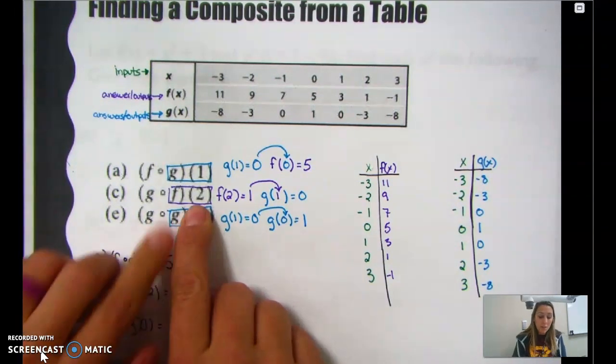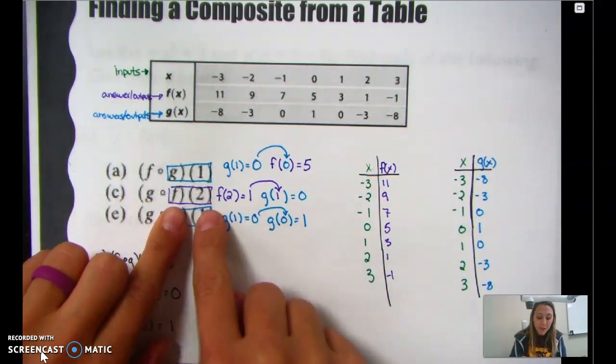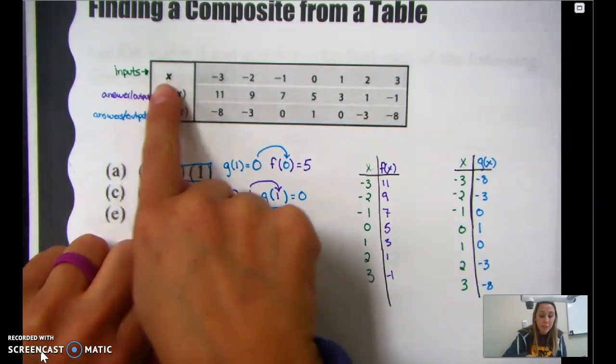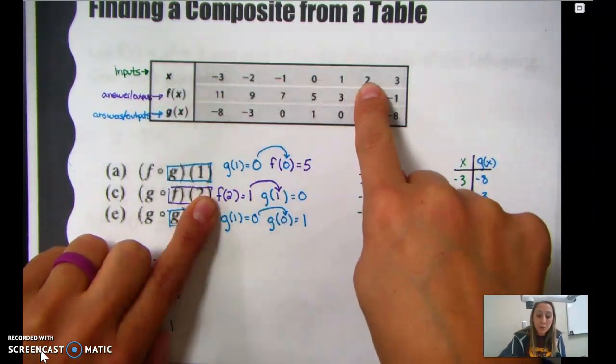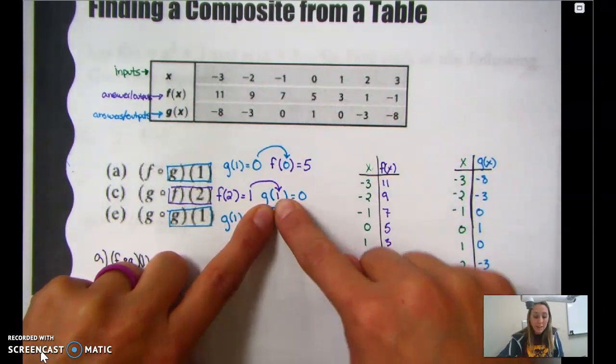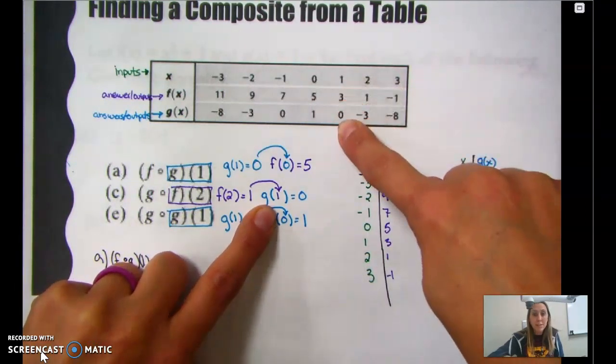I do the same thing here. Find g of f of 2. First, I go up, and my input is 2 in the f function. So I go to my inputs, 2. I go down. Oh, it's 1. I plug that in right there. I go back up to 1. I go down to my g function, and my answer is 0.